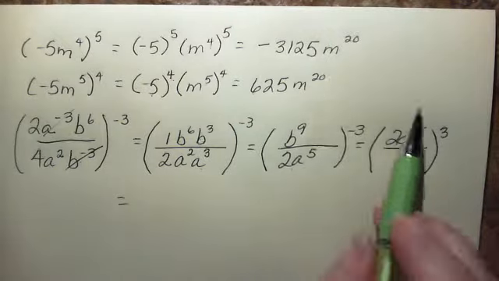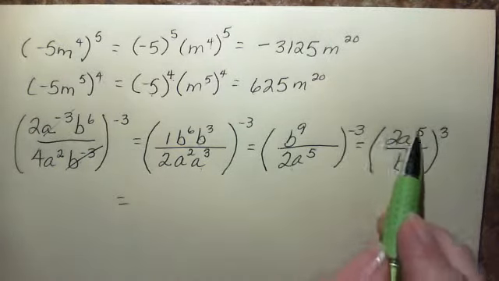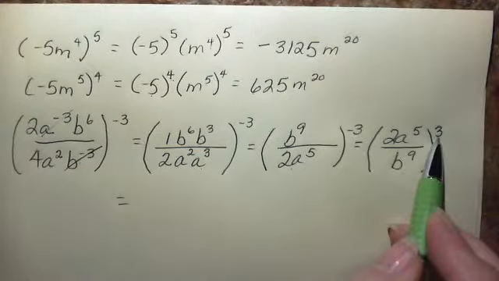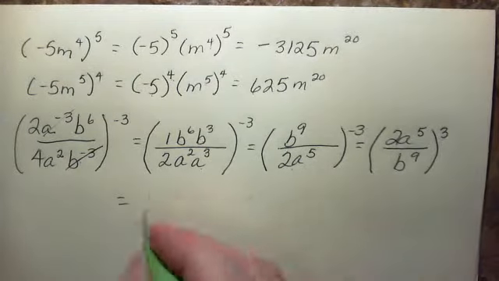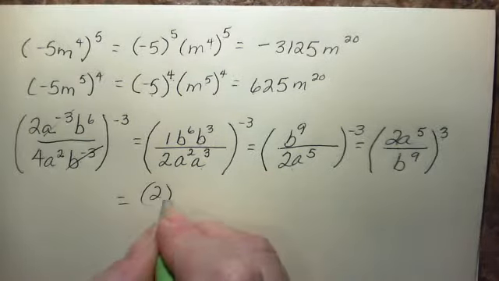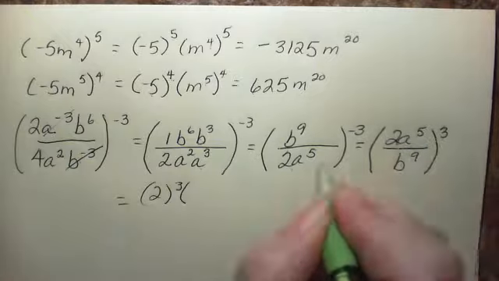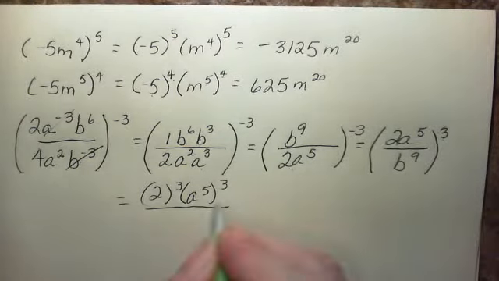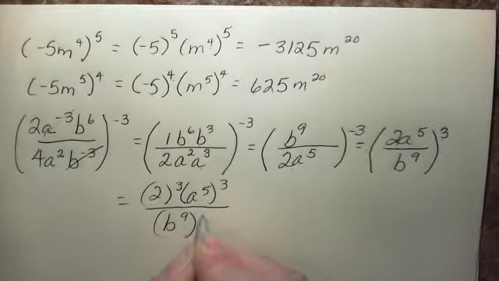Well, this is much like one we did earlier. Every part of the parentheses gets the power 3. So the numerator, both factors get the power 3. So we could say 2 to the 3 power and a to the 5 gets the 3 power. And the denominator also, b to the 9, gets the 3 power.